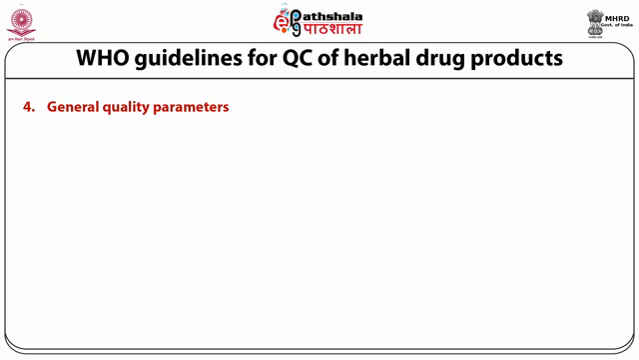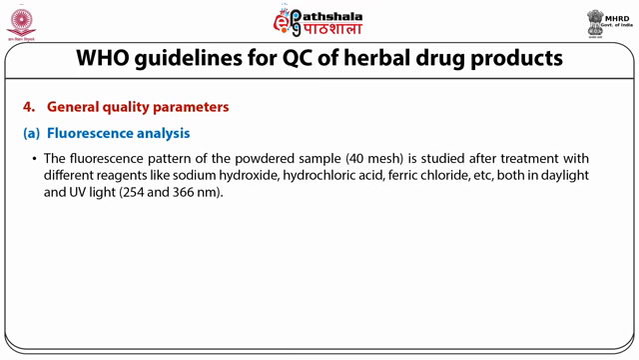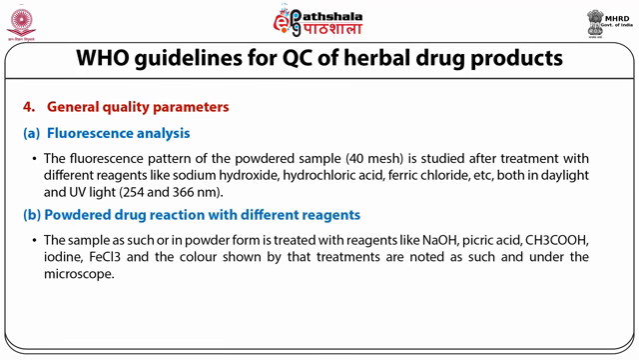As discussed earlier, these are parameters related to, number one, fluorescence analysis. The fluorescence pattern of powder samples is studied after treatment with different reagents like sodium chloride, sodium hydroxide, hydrochloric acid, ferric chloride, etc. in both daylight as well as UV light. The powders are also studied after reaction with different reagents.